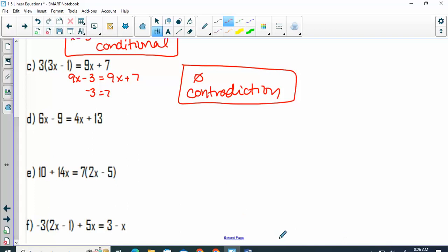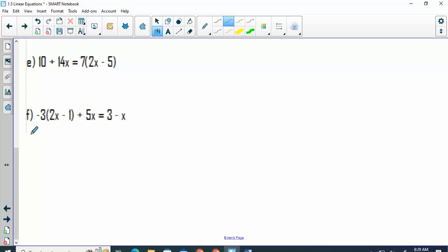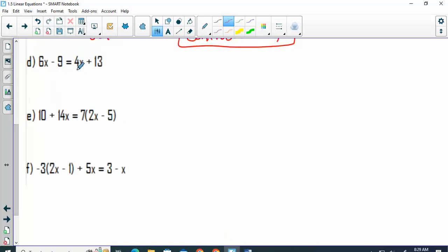You guys try a couple. So the first one, you got x equals 11 for your solution. And since we got a solution, that means it's conditional.